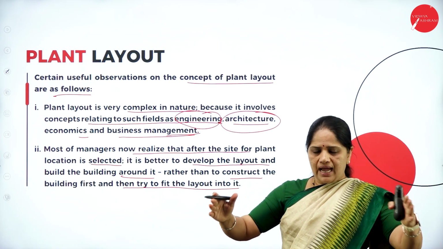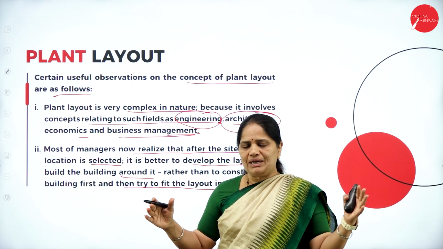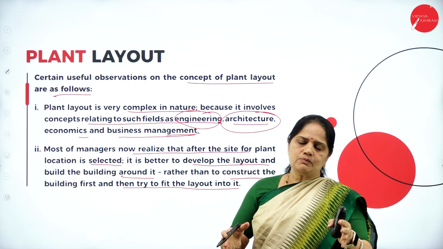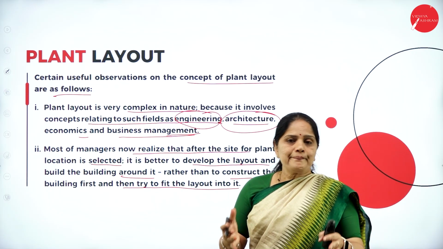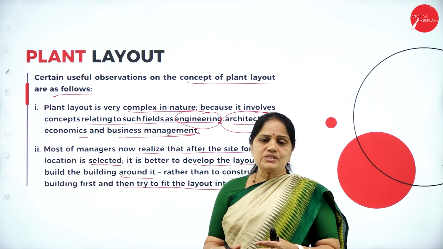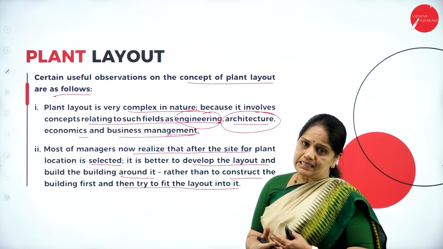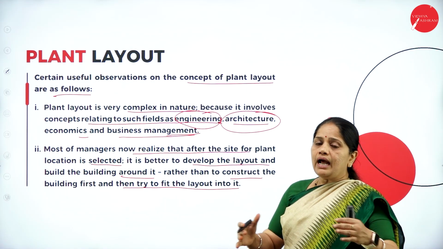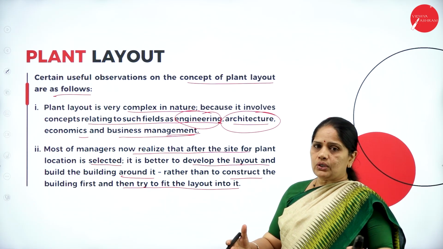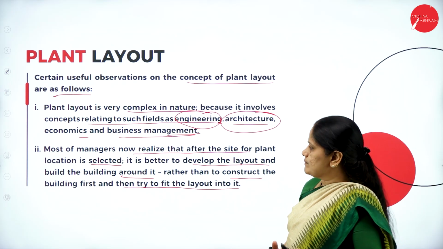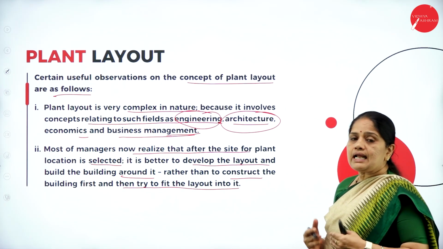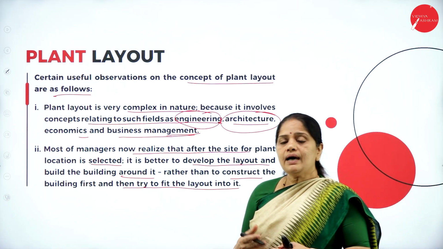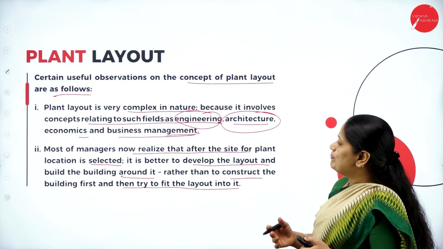So they used to just have a big, huge structure building, and then they used to just plan for the plant layout. But now the opposite is becoming the practice. Now what is the opposite here? So first they plan for the plant layout, and around the plant layout only the building structure comes up. So we should understand how important it is for the plant layout to be planned.